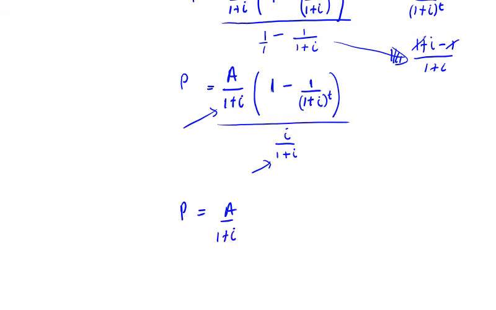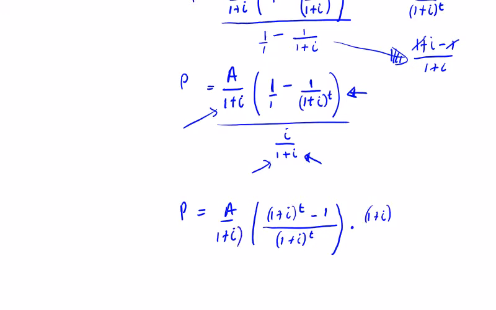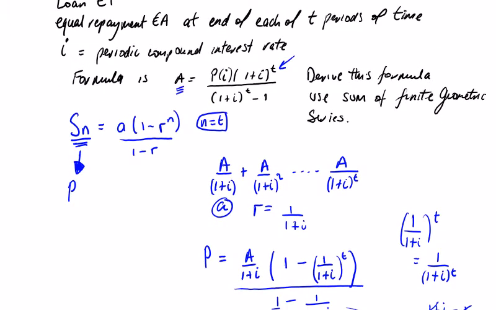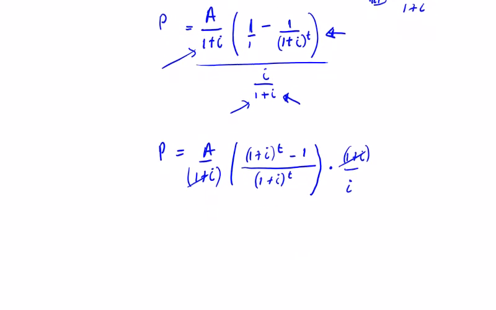You could do it in a couple of smaller steps. Cross multiply inside this bracket and we get (1 plus I) to the power of T minus 1, over (1 plus I) to the power of T, times 1. Don't need the 1. And I can bring this up now and turn it upside down, multiplied by 1 plus I over I. So these cancel. Now we're looking for A. If you go back up, that's what they're looking for. So we need to just cross multiply.